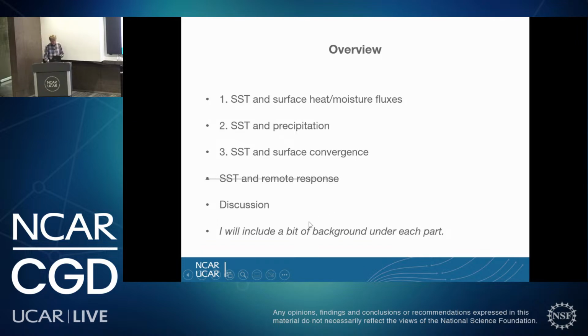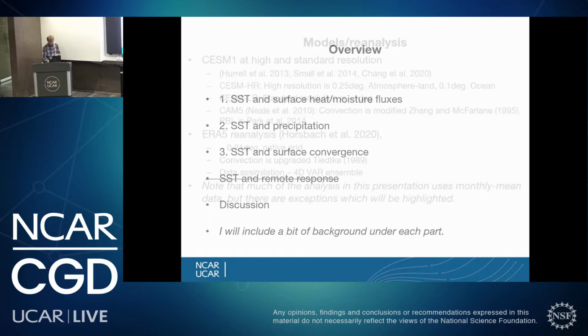I'll start with SST and surface heat and moisture fluxes, or buoyancy flux. So these are things which are driving precipitation. I'll then talk explicitly about SST and precipitation. Then I'll come back to SST and surface convergence. I won't have time to talk about the remote response. There are a lot of papers on that, which would take too long to go through, and I prefer to come back to the discussion.